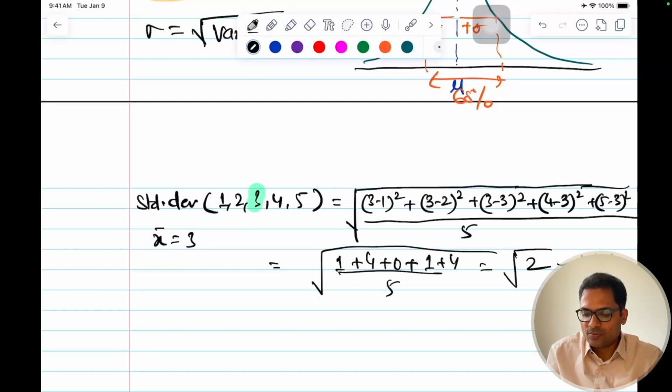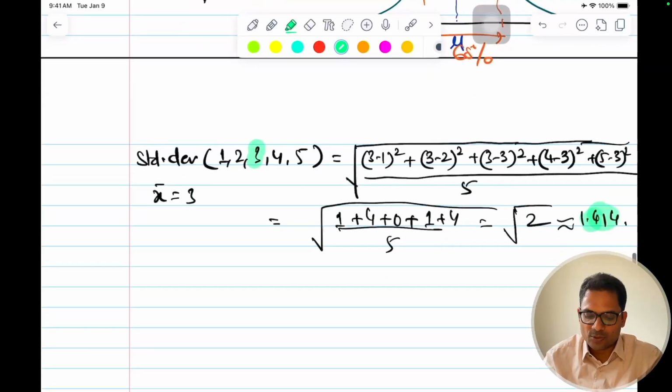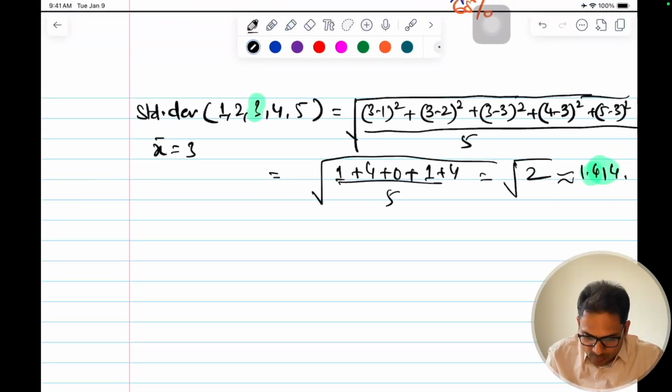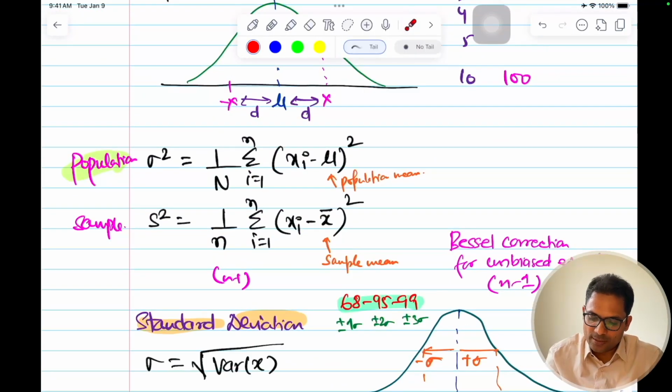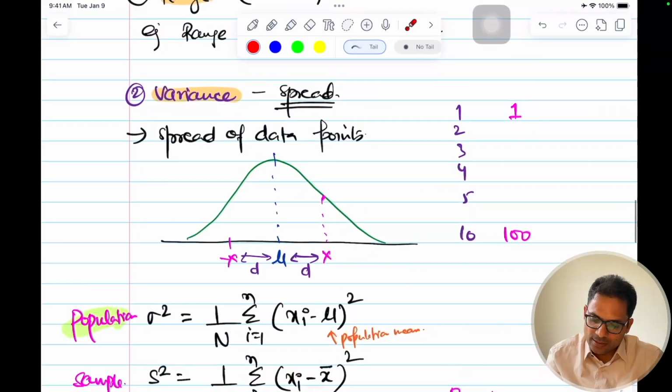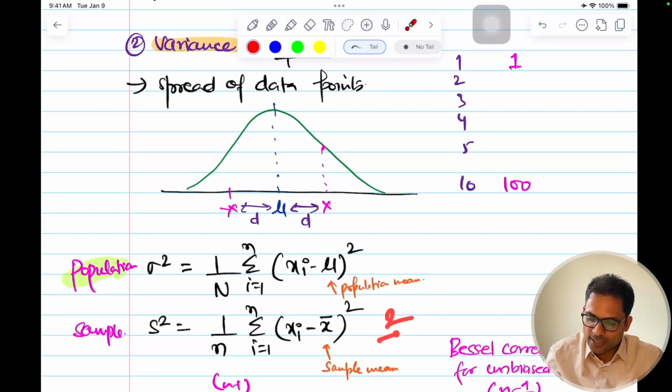Approximately 1.414. This is the standard deviation of this data. Our standard deviation is clear. We have discussed this a lot. There's one more measure of data distribution, which is simpler than this. The units of variance are distance squared. Whatever the unit is, the variance will be the square of it.